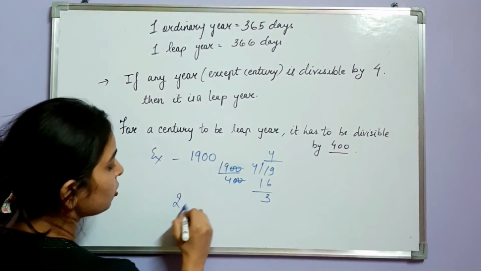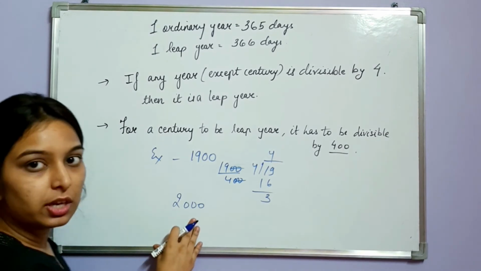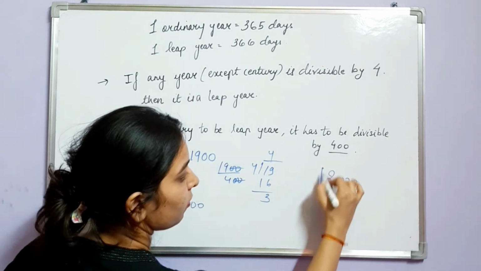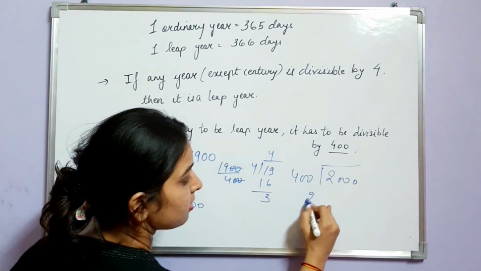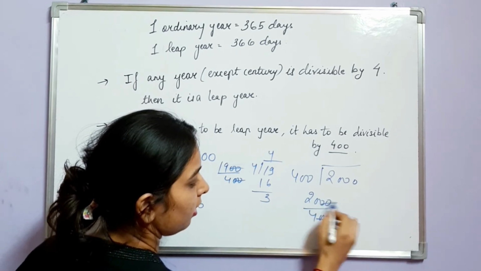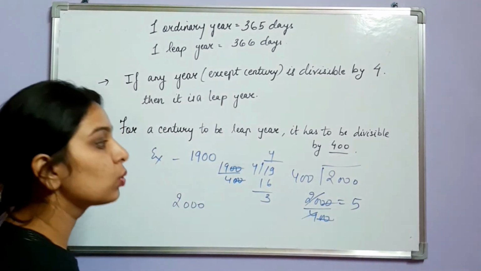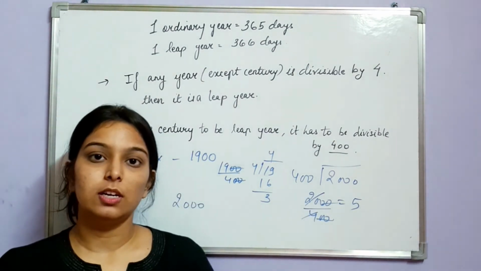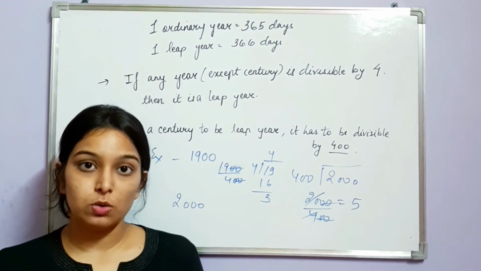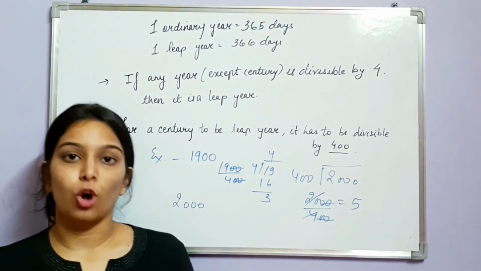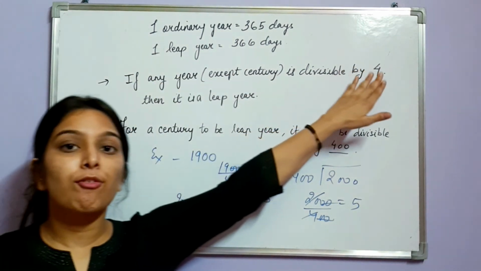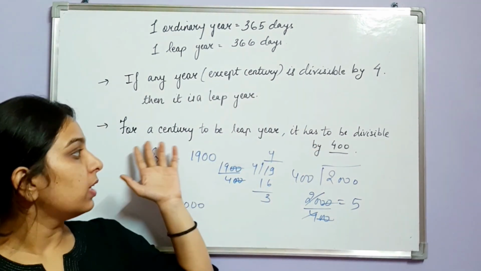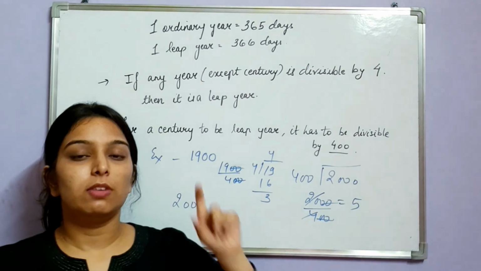And in case of 2000, again 2000 is a century year, that means we have to apply the second concept, and to check it, we have to divide it by 400, that is 2000 by 400, it goes 5 times. This means 2000 is completely divisible by 400 and hence it is a leap year. So this is how we find out whether a given year is a leap year or not. If any random year is divisible by 4, and mind it, it should not be a century, then it will be a leap year. And if it is a century, for it to be a leap year, it should be divisible by 400.